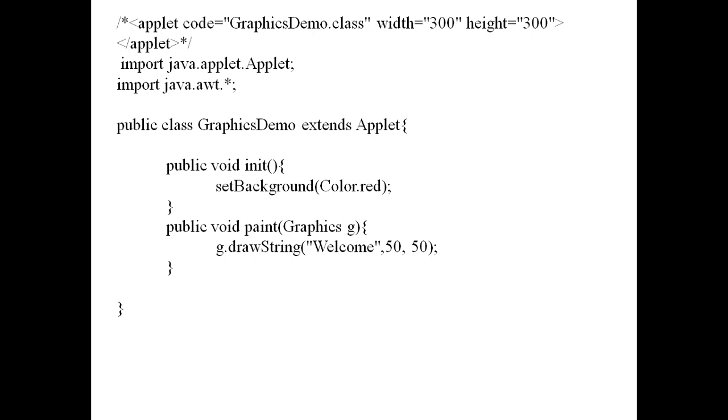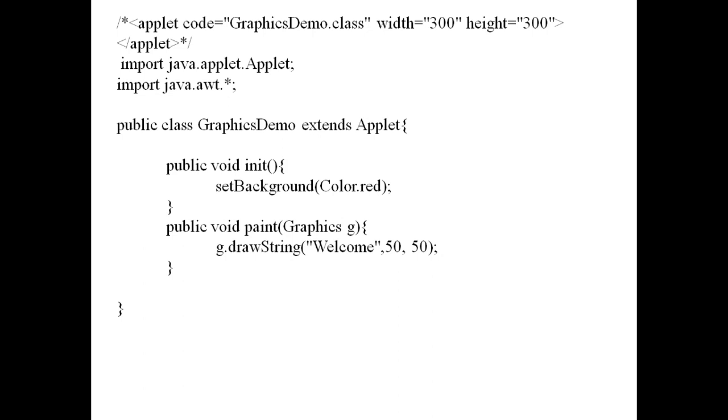So if you want to set the background of the applet, use setBackground(Color.red). Color is a class present in AWT. So Color.red means the background color is now set as red. If you want, you can set the foreground color also. The setForeground method can be used for setting the foreground color similarly.